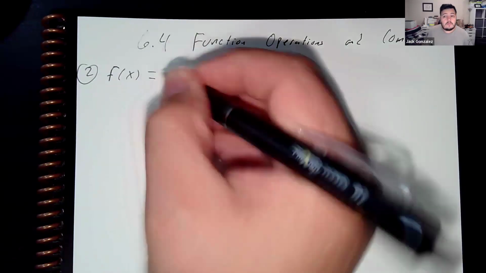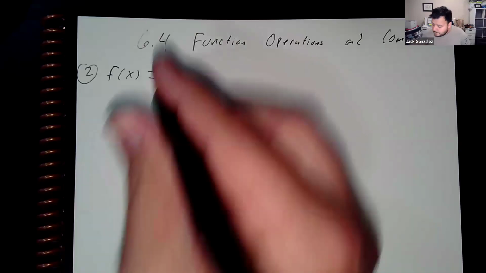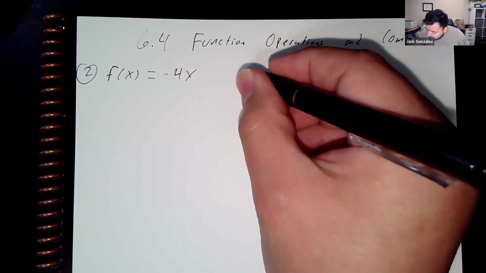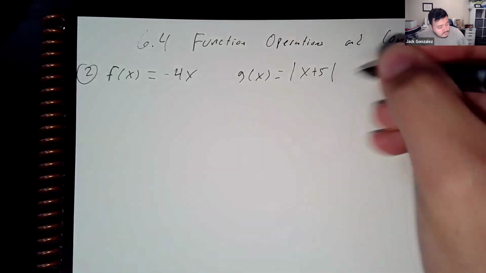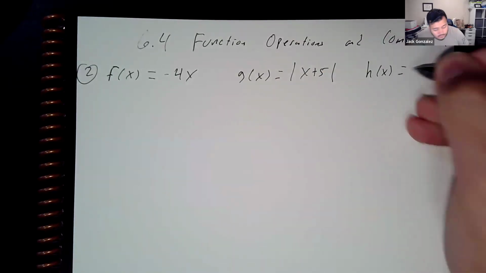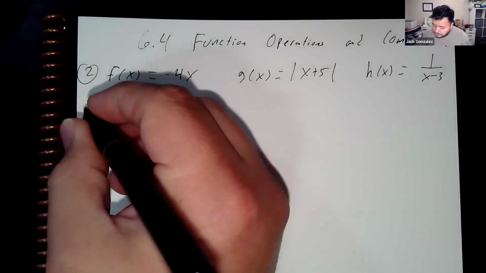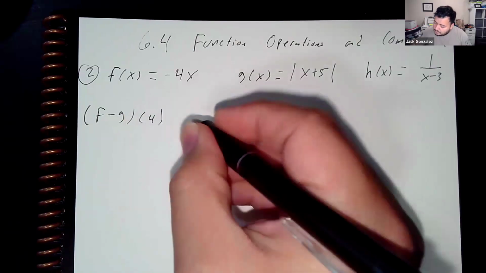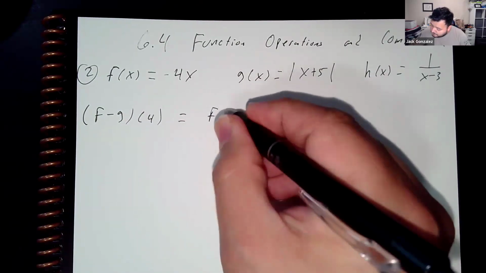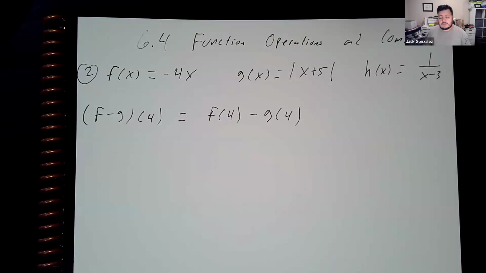They give us an F, which was negative 4x. They gave us a G, absolute value of x plus 5. They gave us an H, 1 over x minus 3. I don't think there's a part B, but they tell us to find f minus g at 4. This means, based on the formulas I gave you, subtract the functions at 4. Okay.